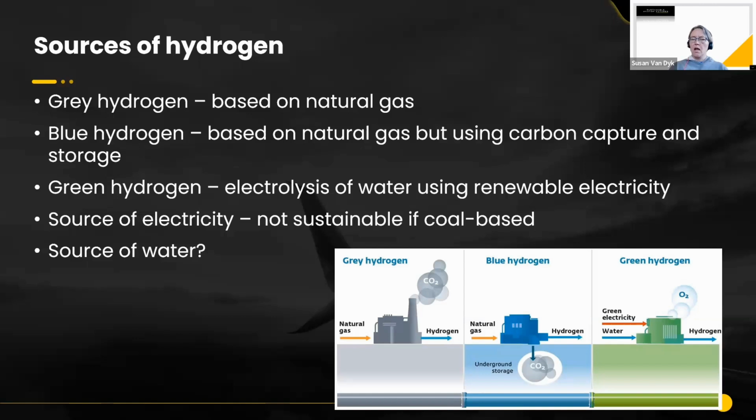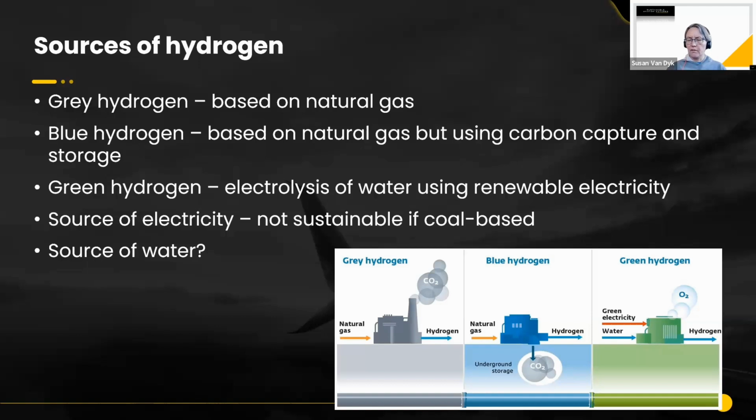Then hydrogen itself, there are different sources. We call it gray hydrogen if you base it on natural gas, blue hydrogen if you have natural gas but then using carbon capture and storage. Then green hydrogen is when you use electrolysis of water, but only if that electricity source is renewable. Of course, if the source of electricity is from coal, it's not beneficial at all, even if you use electrolysis.